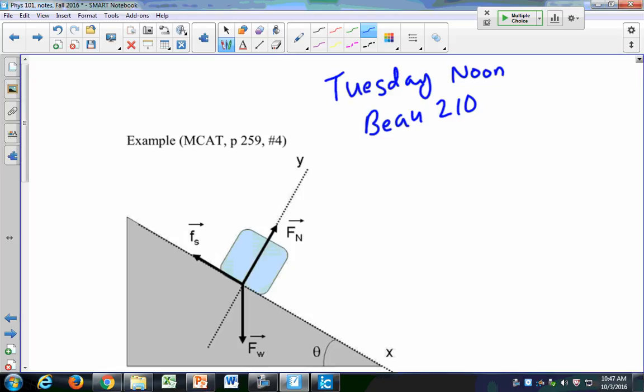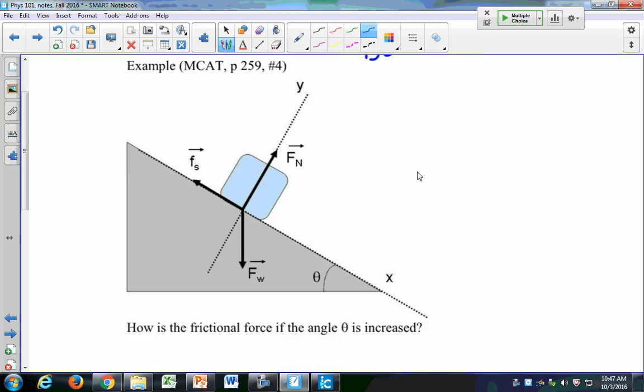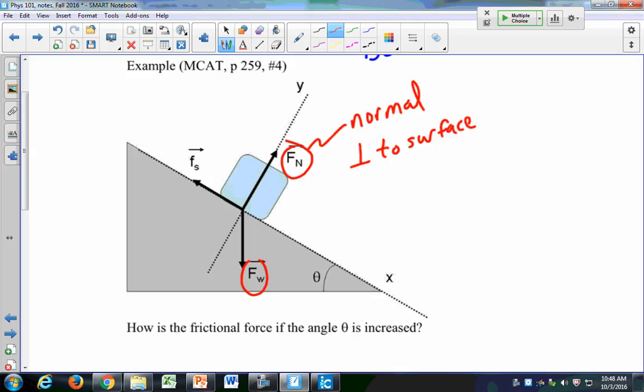All right? Let's look at this, and I'll just sort of summarize our procedure. This is an inclined plane. We have some forces that are always there. We have two forces that are always there on an inclined plane. We have the force weight, and we have the force normal. Remember, the normal force is always perpendicular to the surface. It will always have a 90-degree angle to the surface. It is not always up or down.